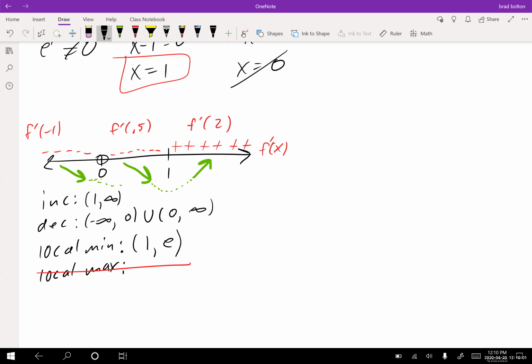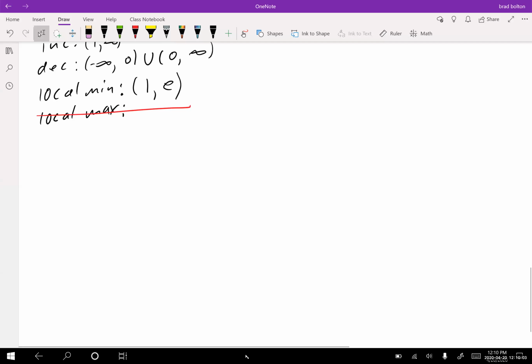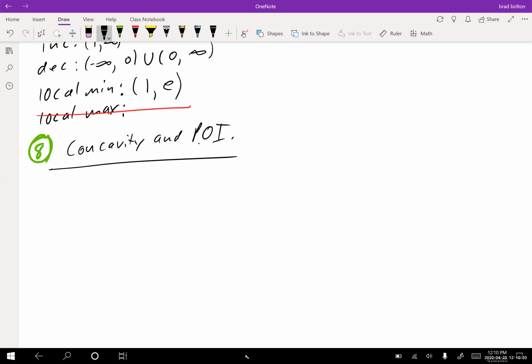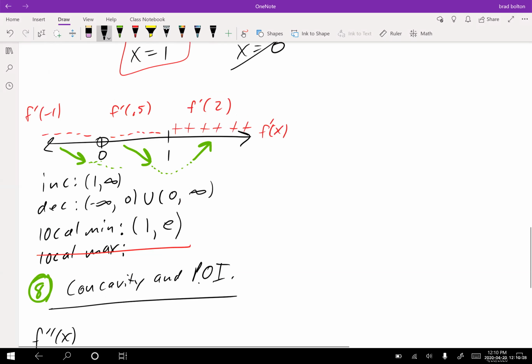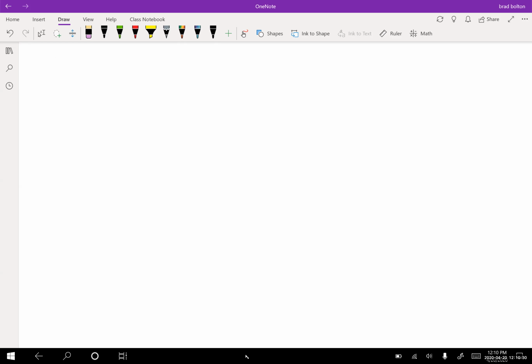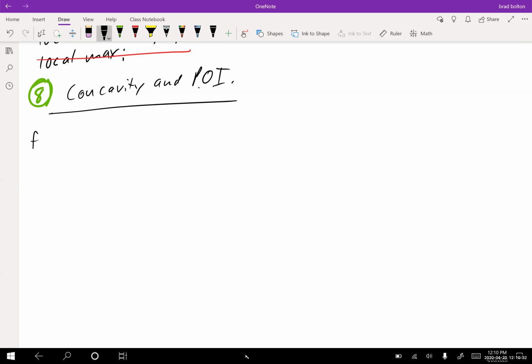Okay, so that's step 7. All right, now you guessed it, step 8, or part 8, is concavity and points of inflection. Okay, so let's do f double prime of x. So that means we got to come up here. Maybe I should rewrite the original first. So we have f of x is equal to e to the x over x.